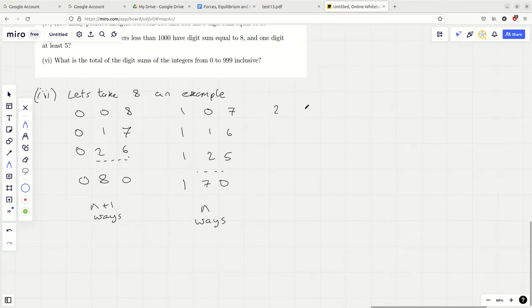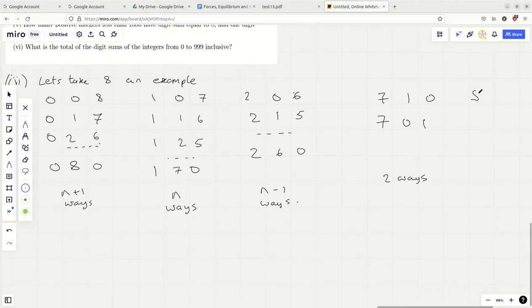I'm going to be doing 2, 0, 6. 2, 1, 5, dot dot dot, all the way up to 2, 6, 0. Obviously, there's going to be n minus one ways there. I'm sure you can see what I'm driving at now. When you get down to, in this example with 8, the last two columns, I'd be doing 7, 1, 0 and 7, 0, 1. There'd only be two ways there, and the last one would just be 8, 0, 0.